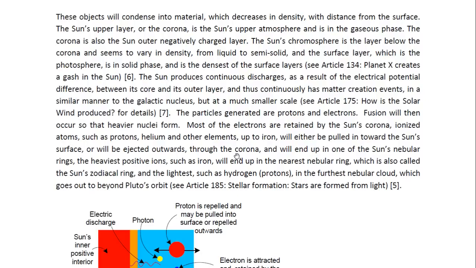These will either be pulled in towards the sun's surface or will be ejected outwards through the corona and will end up in one of the sun's nebula rings. And the heaviest positive ions, such as iron, will end up in the nearest nebula ring, which is also called the sun's zodiacal ring, and the lightest, such as hydrogen, in the furthest nebula cloud, which goes out to beyond Pluto's orbit. And I detailed that in Article 185 entitled Stellar Formation. Stars are formed from light.